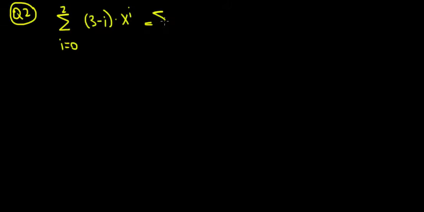In this video, let's go through question 2. We have an equation where the sum from 0 until 2 of (3 minus i) times x to the power of i is equal to the sum from 5 until 7 of 6 times (1 minus (i minus 6) squared) multiplied with x to the power of (i minus 5).